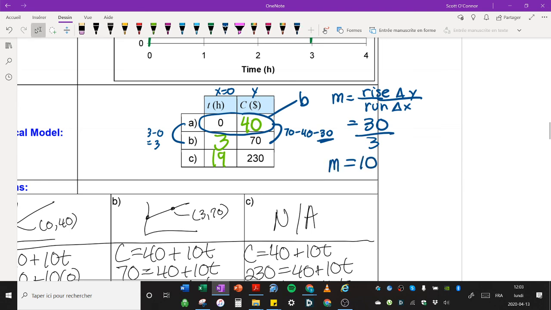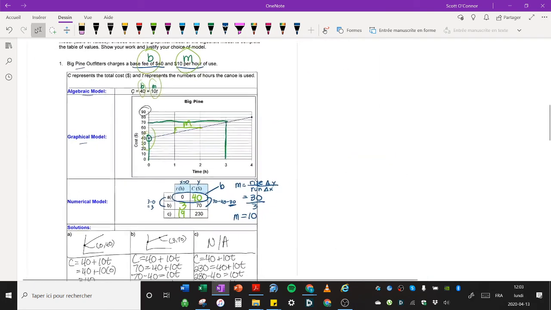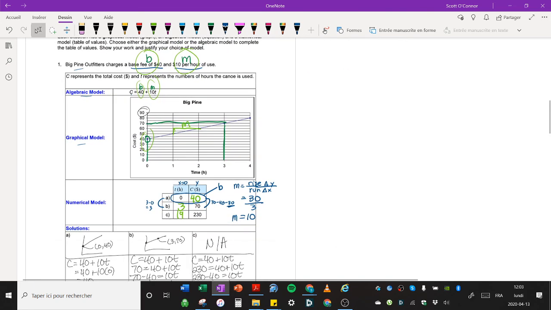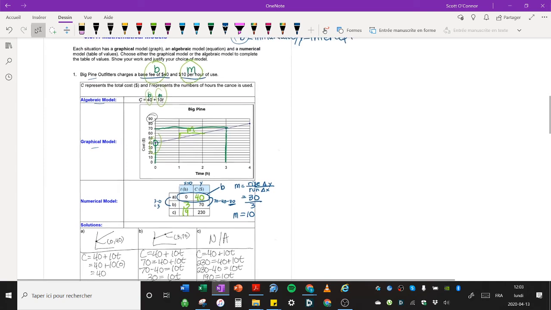Here is m. So you can see we can use all 4 models, and we're able to find the slope and the y-intercept, or the rate of change and the initial value, using all 4 models.